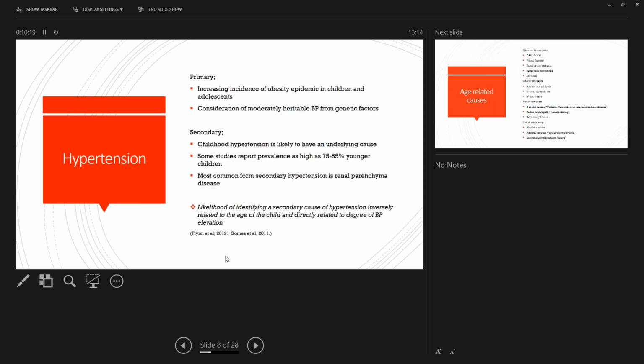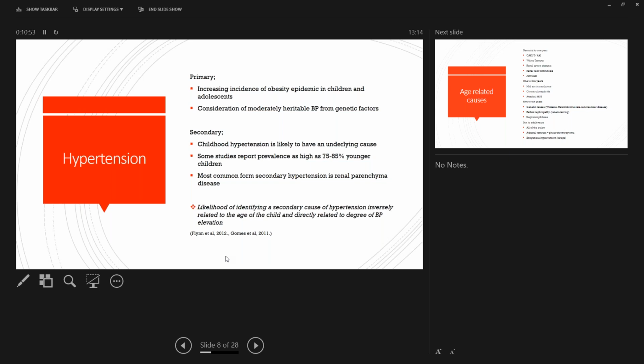So hypertension, very much in the literature, is classified as primary and secondary. With primary, we obviously do need to take into account the increase in incidence of the obesity epidemic in children and adolescents at the moment. We should also consider moderately heritable BP from genetic factors, so family history of hypertension. And then secondary, which is going to be the focus of this presentation.